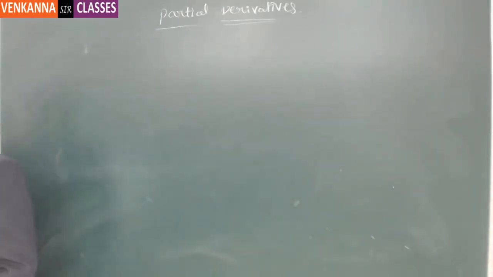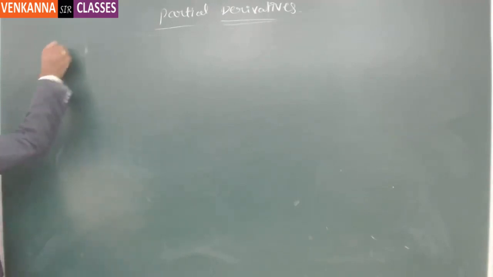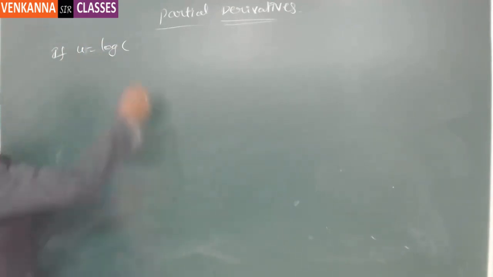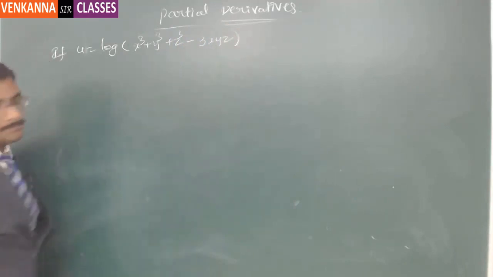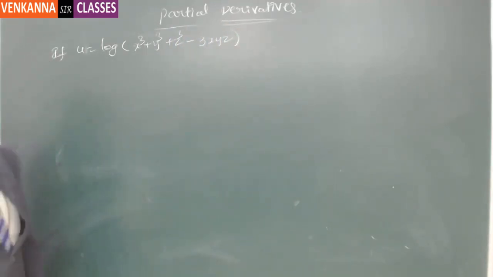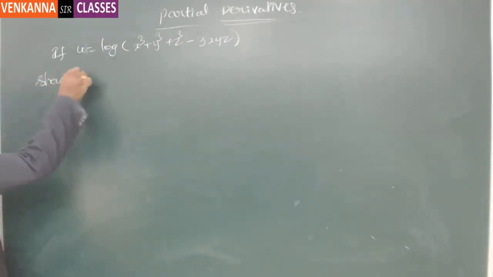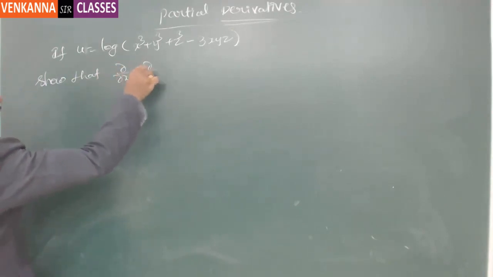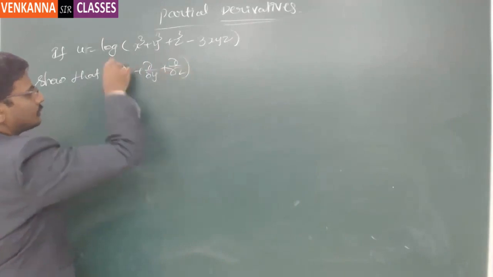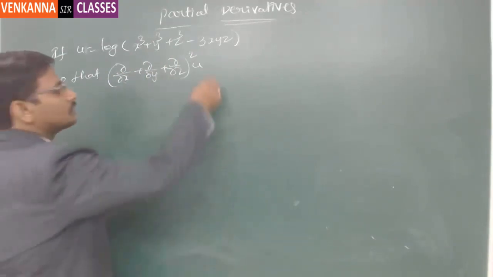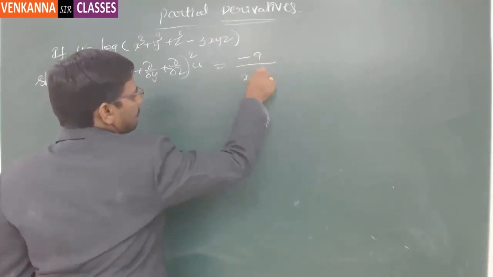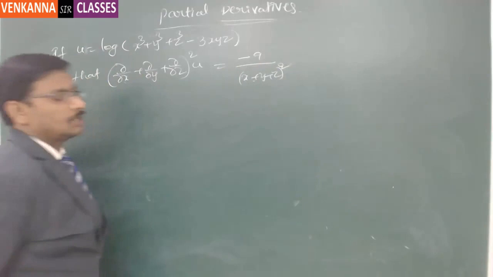Note down one more. If u is equal to log of x cube plus y cube plus z cube minus 3xyz, so that (dou by dou x plus dou by dou y plus dou by dou z) whole square of u is equal to minus 9 by (x plus y plus z) whole square. Can you prove this?